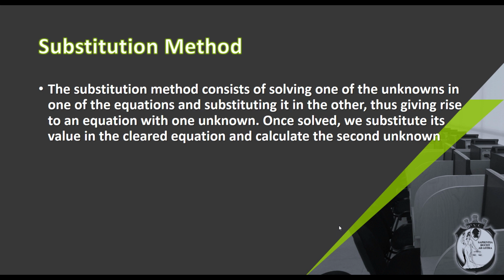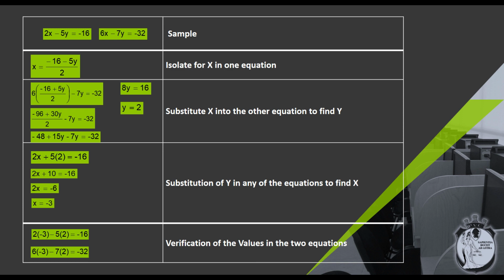Today we will see the substitution method for the linear equation system of two variables. That method consists of solving one of the unknowns in one of the equations and substituting it in the other. It's very easy, that method. We have here, for example, two equations. This is the linear equation system.